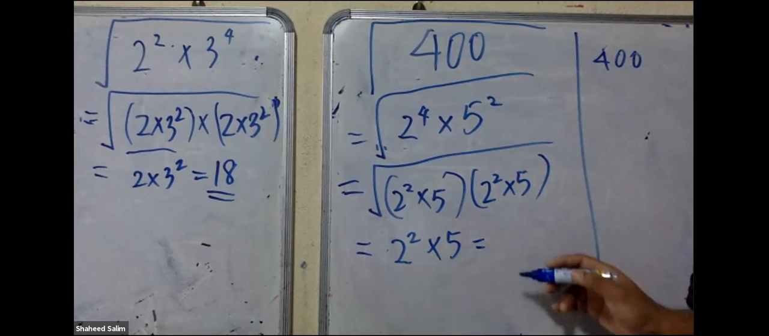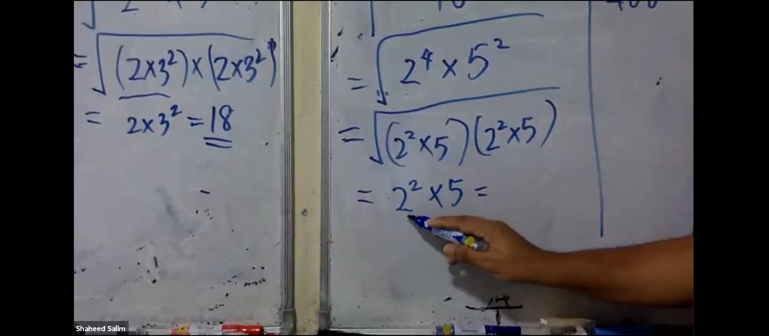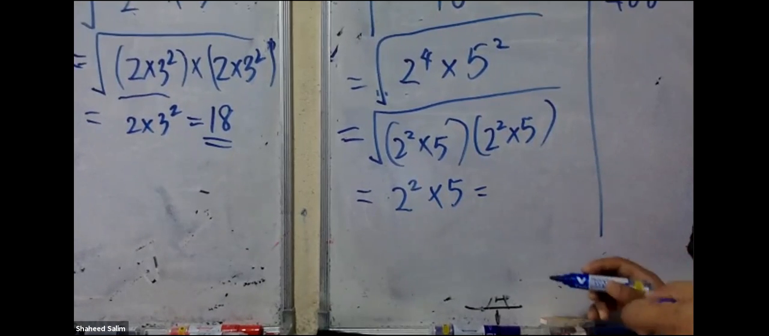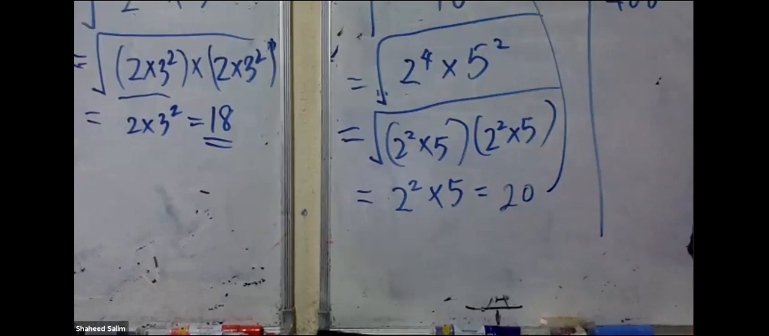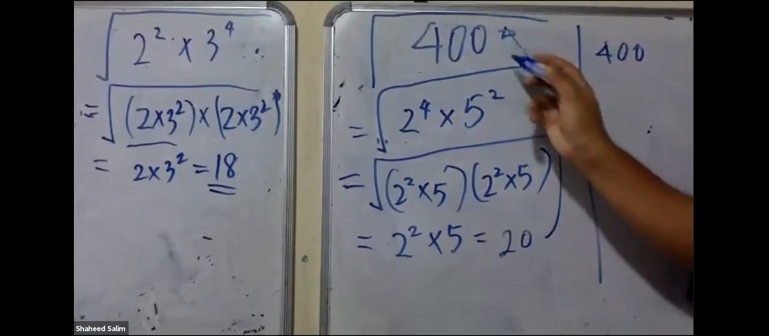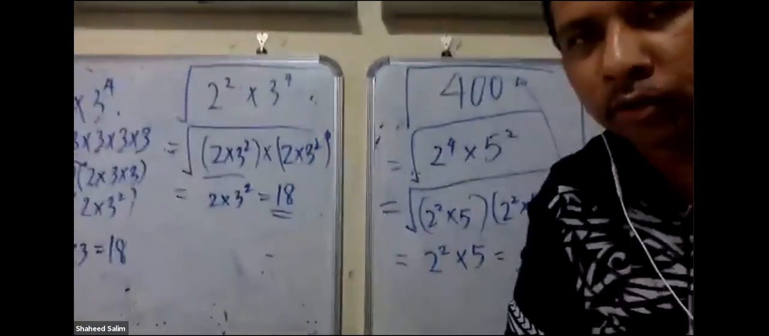You can use a calculator if you want. 2 times 2 times 5. You can see, no? This is 2 to the power of 2, which is 2 times 2, times 5. The answer is 20. 20 times 20 is 400. Correct. Well done. So you can see, not? 20 times 20 is 400. All right. So do you understand how to find the square root?